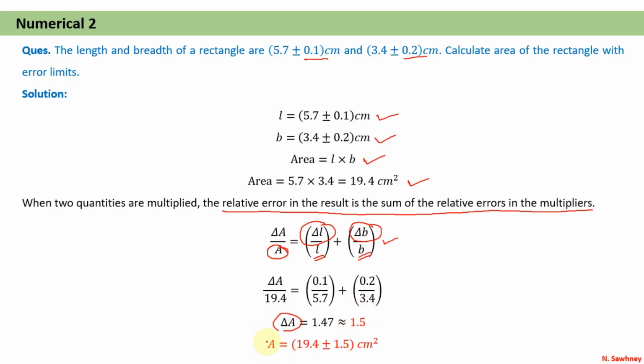So the overall area within the error limits comes out to be the value of the area when length and breadth are multiplied, and the error we have calculated is 1.5. So the overall area becomes 19.4 plus minus 1.5 centimeters square.